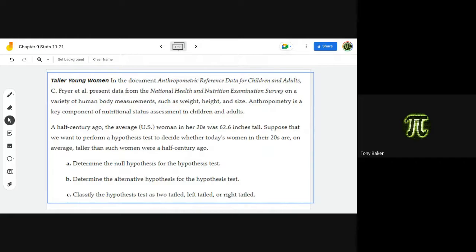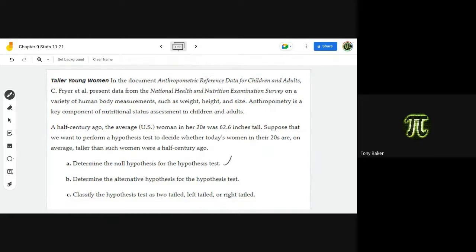This is a half century ago. The average U.S. woman in her 20s was 62.6 inches tall. Suppose we want to perform a hypothesis test to decide whether today's women in their 20s are on average taller than such women were a half century ago. So what's my hypothesis, or my null hypothesis?